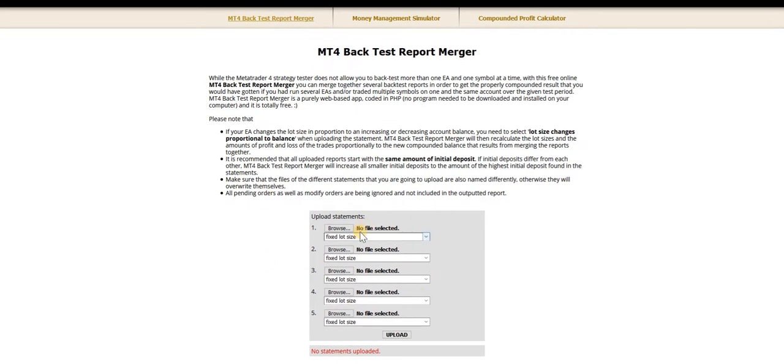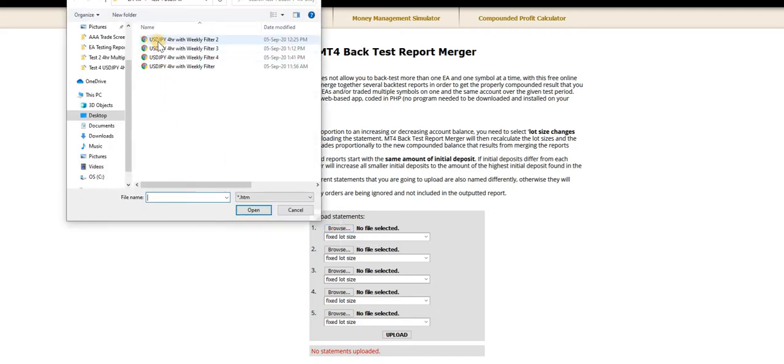You come to this box here. You've got a choice on the drop down menu, lot size change or fixed lot size. We'll just use fixed lot size, doesn't really matter with this one, as long as you're using similar reports, all would start with the same start balance, same date sort of stuff. It makes it more accurate, obviously. All right, so we'll add these reports. Here's one. We'll go to the top first one.